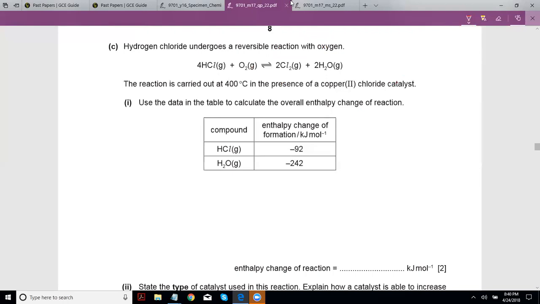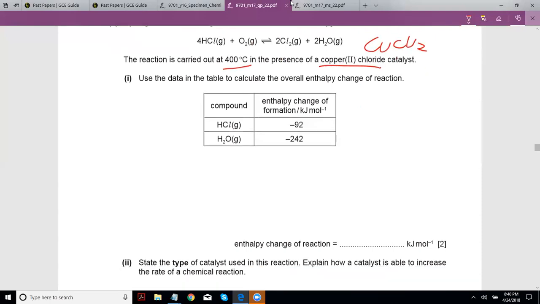HCl undergoes a reversible reaction with oxygen. The reaction is carried out at 400 degrees Celsius in the presence of a copper(II) chloride catalyst. So you have CuCl2. I don't think it matters here. My handwriting is very bad. Use the data in the table to calculate the overall enthalpy change of reaction.